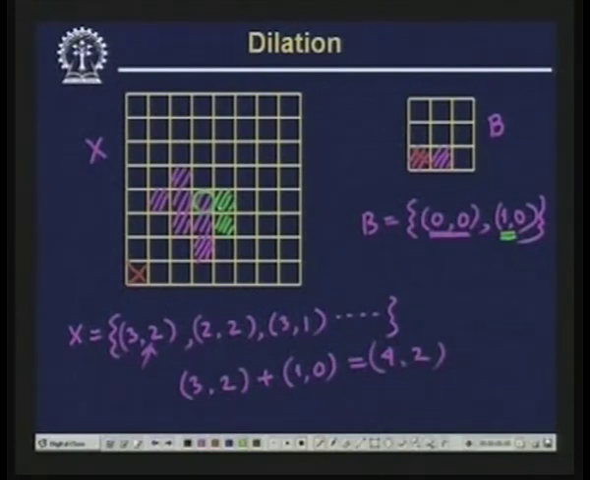If I continue like this, you find that all the points which belonged to set capital X remain in capital X dilation with B. In addition to that, I get other additional points because of the addition with this vector 1, 0. These additional points are these points, and these are the points which will be added to X dilation with B. So, our X dilation B will be the set of all these points.